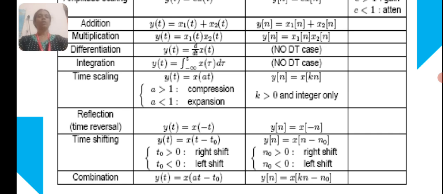For example, y of n is equal to x of n minus n naught, where n naught represents the amount of time shift. If n naught is greater than 0, then the signal is completely shifted towards the right side, and if it is less than 0, the original signal x of t will be shifted towards the left side.